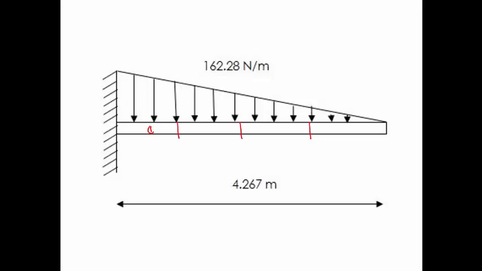Okay, so this is element 1, 2, 3 and 4. Okay, so the nodal points will be 1, 2, 3, 4 and 5. Okay, so the beam is distributed along the x-axis, so the length of each individual element will be 4.267 divided by 4, which will be 1.067 meter.